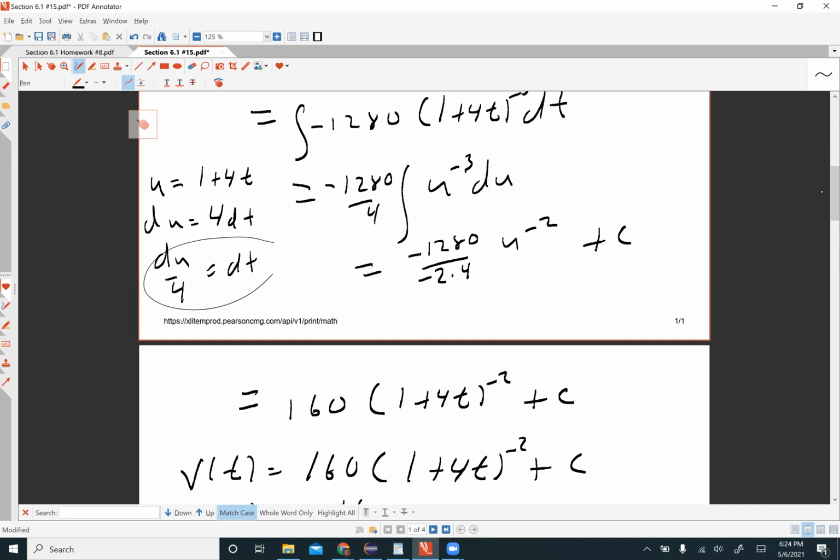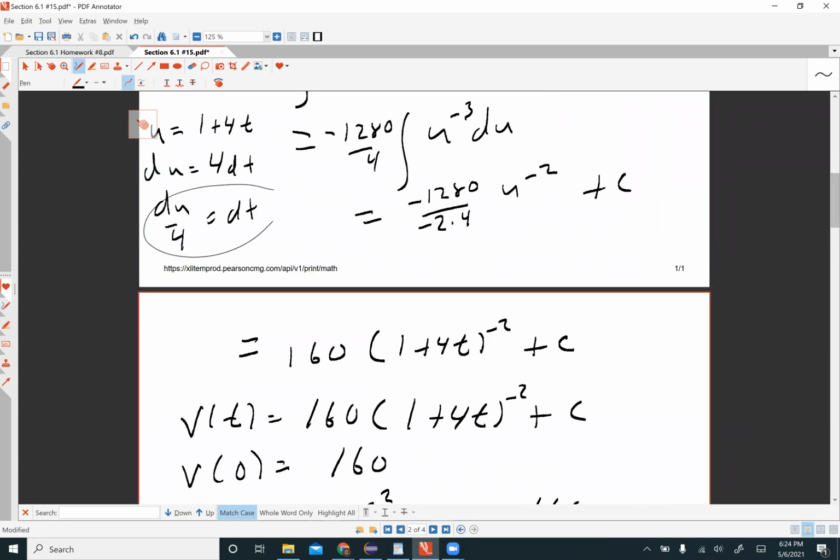And then we divide by negative 2. So we get negative 1280 over negative 2 times 4 times u to the negative 2 plus c. And just simplify, we get 160, and then go back to the t variable. We get 160 times 1 plus 4t to the negative 2 plus c.